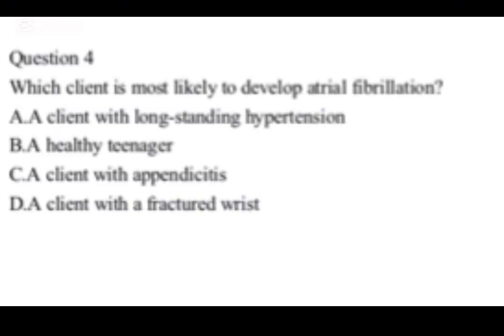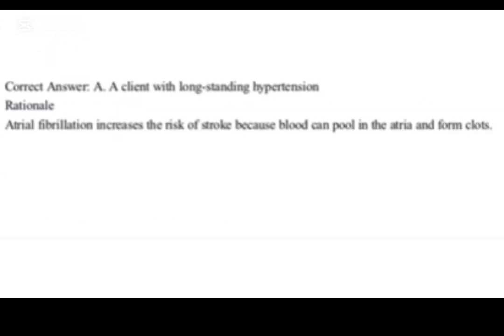Question 4. Which client is most likely to develop atrial fibrillation? A. A client with long-standing hypertension. B. A healthy teenager. C. A client with appendicitis. D. A client with a fractured wrist. Correct answer, A. A client with long-standing hypertension. Rationale. Atrial fibrillation increases the risk of stroke because blood can pool in the atria and form clots.